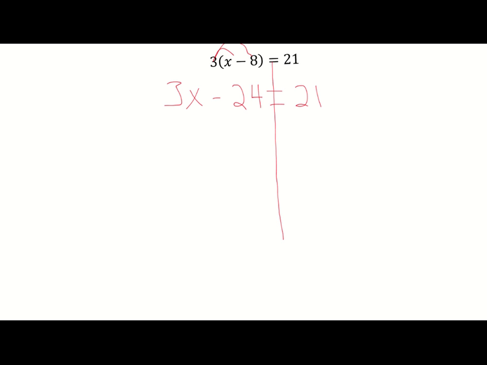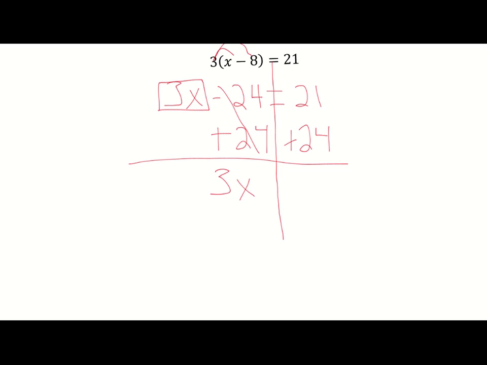If you take a look, this is now a 2-step equation to solve. So to solve this equation, I want to get 3x by itself. So I need to get rid of the minus 24 by adding 24 to both sides. When I do this, on the left the 24's cancel each other out, so I just have 3x, and 21 plus 24 is 45.